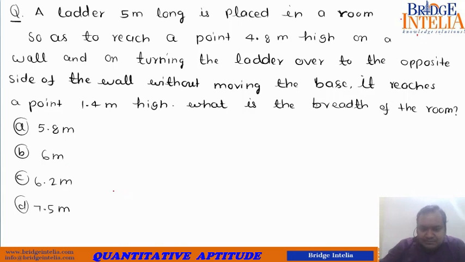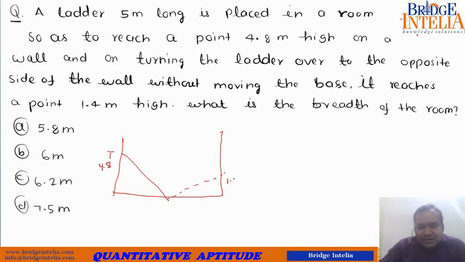So what is the question? Question is, suppose this is the room. If you place the ladder this way, this ladder reaches a height of 4.8. But if you turn the ladder to the other side, it reaches only 1.4 meter high. The length of the ladder is 5. So based on this fact, we have to find the breadth of the room. So let's see how we can do that.